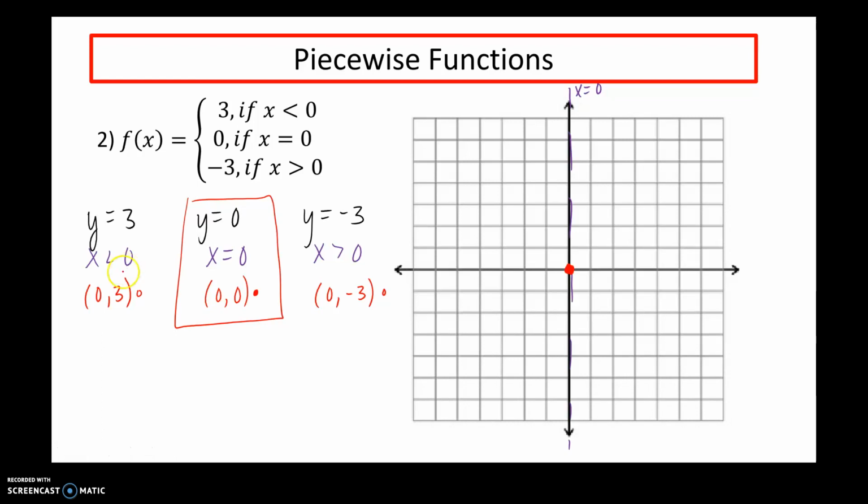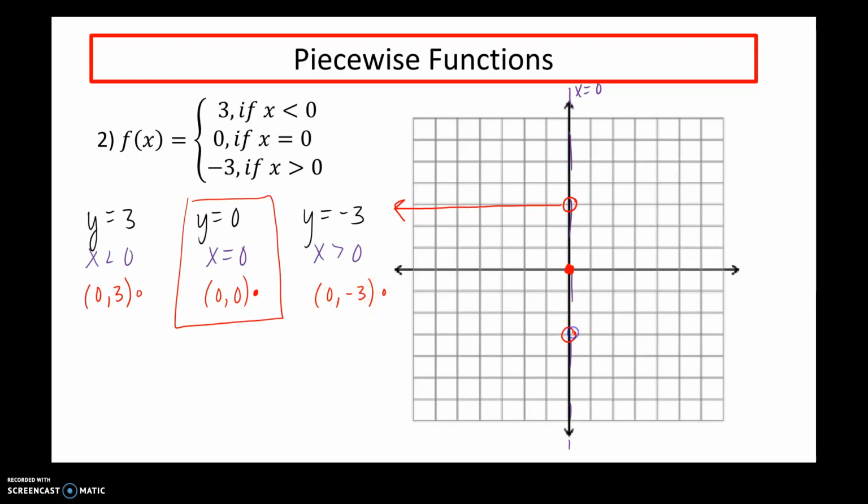Okay, so all values x is less than 0. So those are the values to the left of my y-axis. I have an open circle at 0, 3. And what's the graph? The graph is the horizontal line, y is equal to 3 on the left-hand side of my y-axis.